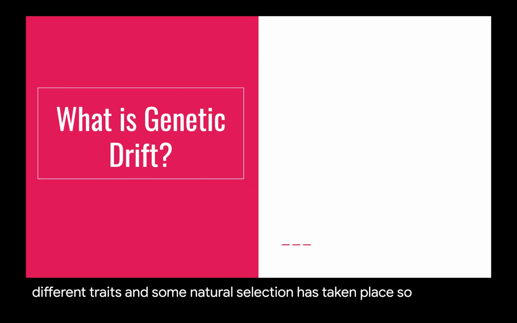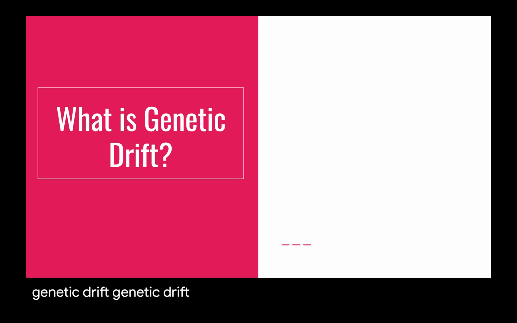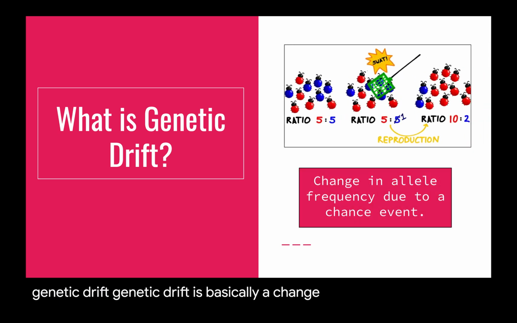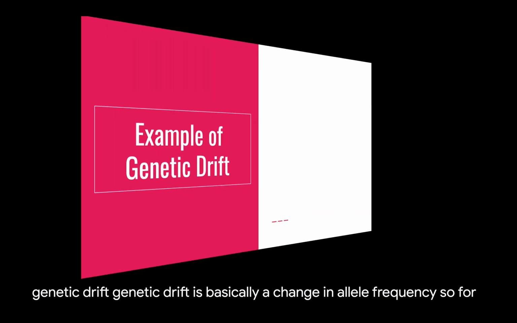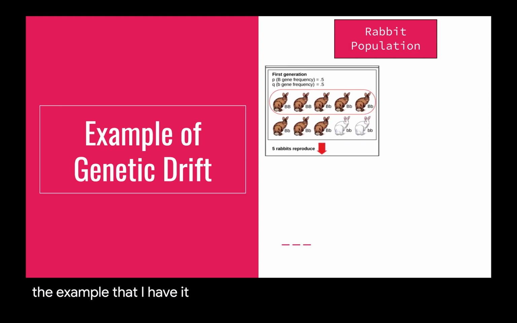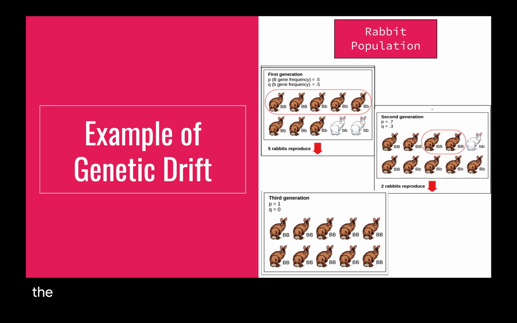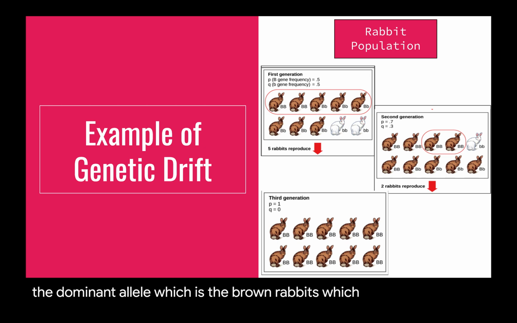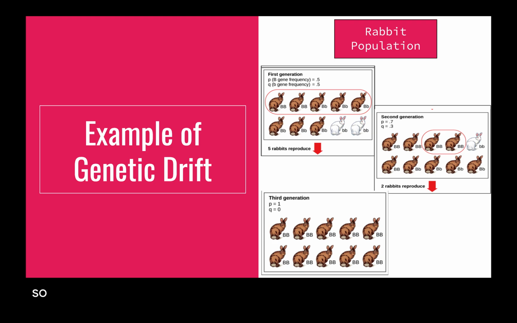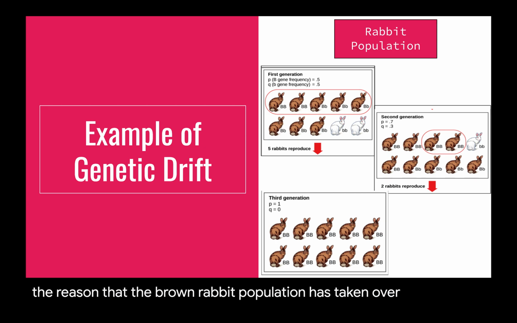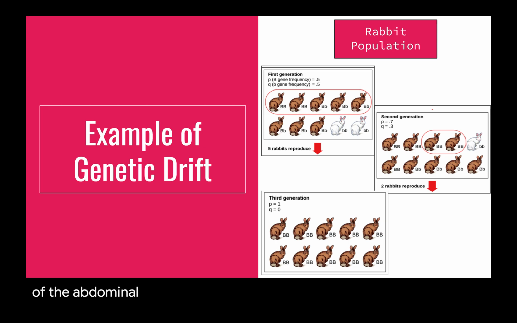So, what is genetic drift? Genetic drift is basically a change in allele frequency due to a chance event. For the example that I have, it is about a rabbit population. As we can see, the dominant allele, which is the brown rabbits, capital BB, is the dominant population over the white rabbits, lowercase bb. So, the reason that the brown rabbit population has taken over is because of the dominant allele.